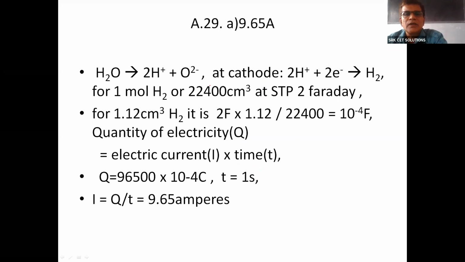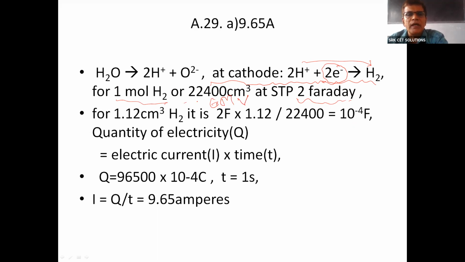So dissociation. Hydrogen is given as an important product. So we take what happens at the cathode. Hydrogen plus is reduced to hydrogen. What is involved there is 2 mole electrons. That means 2 Faraday is required. And they have converted the hydrogen, the product, 1 mole hydrogen into volume. This is called gram molar volume.